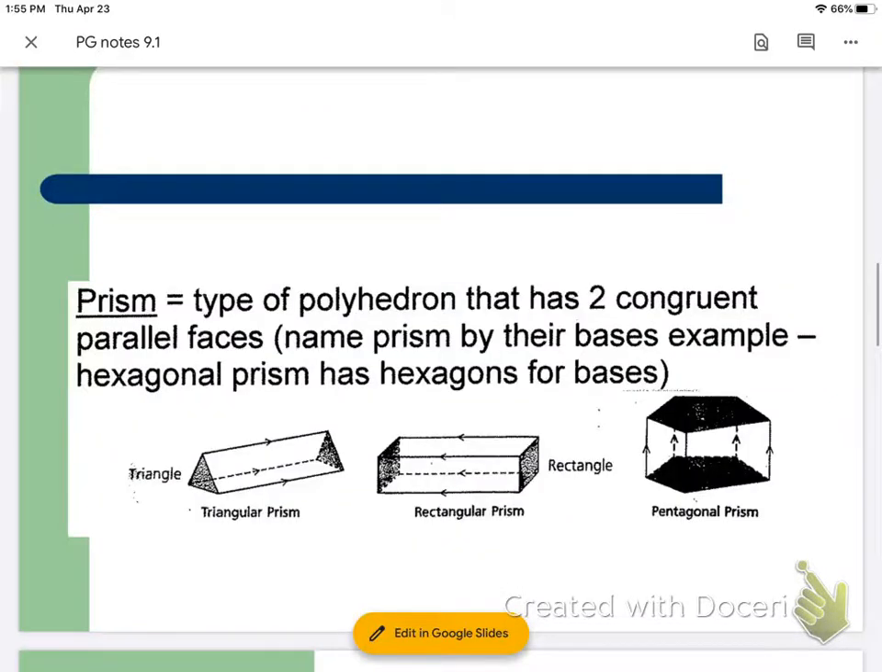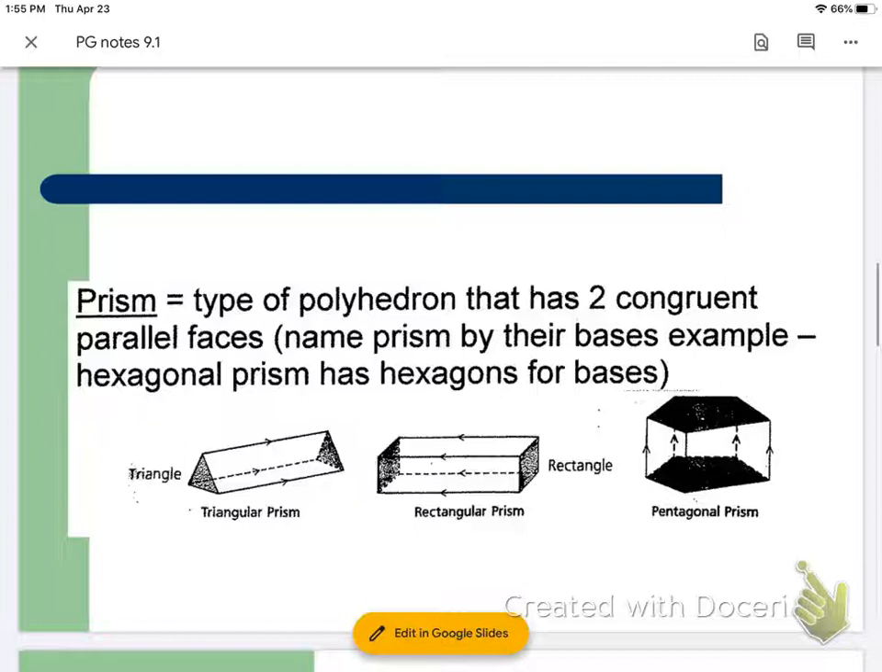Okay, we now have the definition of a prism. It's a type of polyhedron that has 2 congruent parallel faces. Name prisms by their base. So our example here is a hexagonal prism, which would have a hexagonal face. And in your pictures you see this is a triangular prism because the shaded ones are the faces, and they are triangles. All the other sides are rectangles.